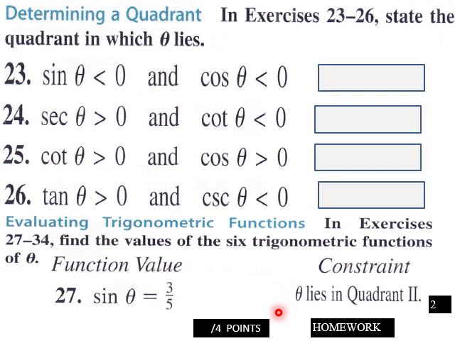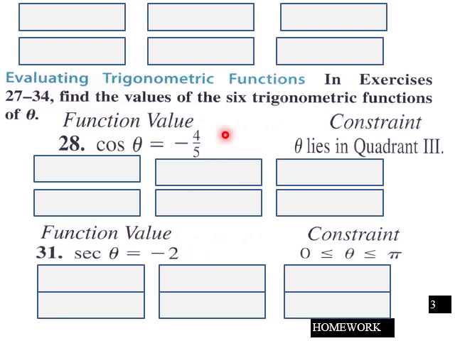And then page 2 on your homework, we have state the quadrant in which theta lies with these conditions here. And then see down here, find the values of 6 trig functions of these function values here. I think this carries over to page 3 here. You got 4 points here for those. So carrying over into page 3, find your 6 values there of your trig functions.